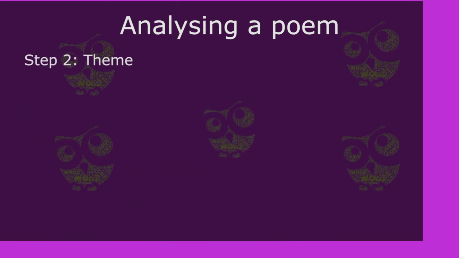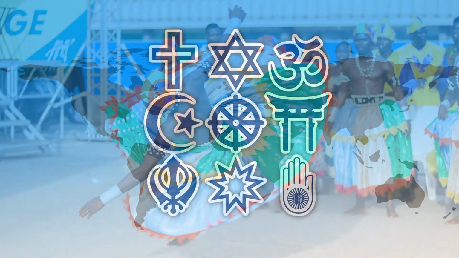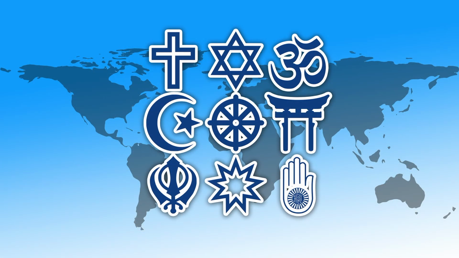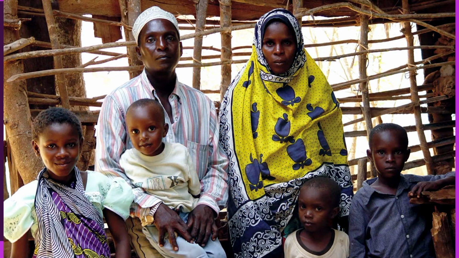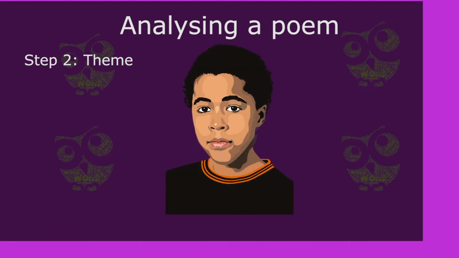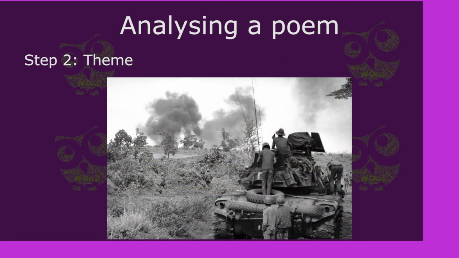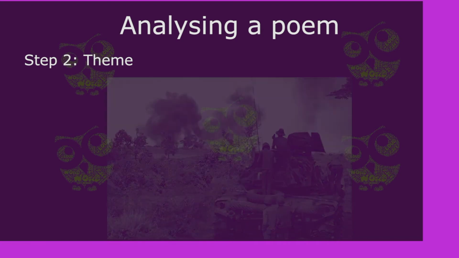Then for step 2, the theme. What ideas or topics are repeated? You should be able to identify the main issues. These can be love, nature, culture, race, religion, sexuality, family, history, politics, self-discovery, innocence, experience, wealth, life, death, age, war, conflict, etc. There are so many.